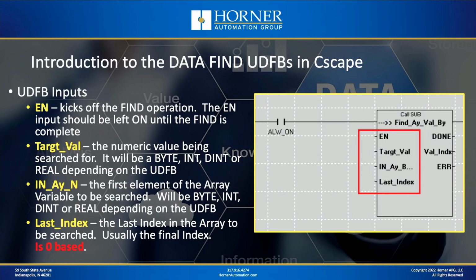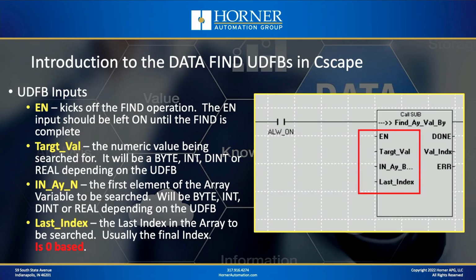The next input value is called target value. That's the numeric value that you're looking for, the one you're going to search for in your array. The format for that target value input will either be byte, integer, double integer, or real, depending on which of the 4 user-defined function blocks you're using. There's one data-defined UDFB for each of those 4 data types. Next, we have the input array that you're going to be searching through to find the value.